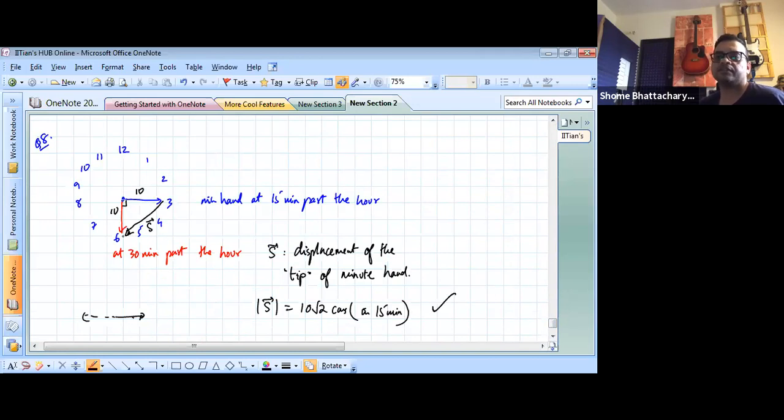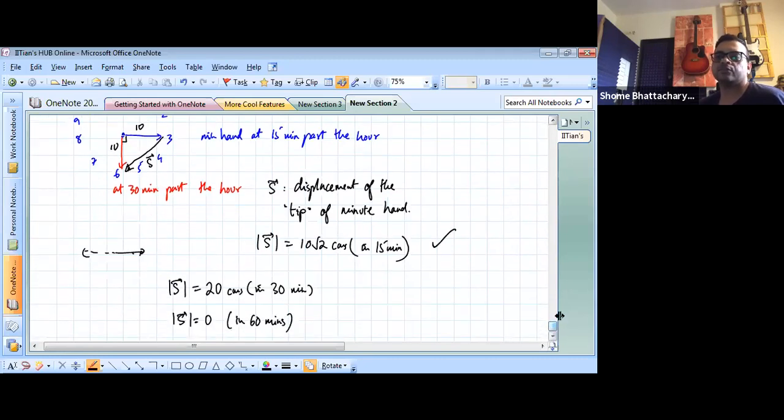Whereas in half an hour, it will reach this position at 9. So it will be exactly opposite. So the displacement will be exactly twice the length of the minute hand. So it will become 20 centimeters. And in 1 hour exactly, it will be 0. So let's come back to where it started.